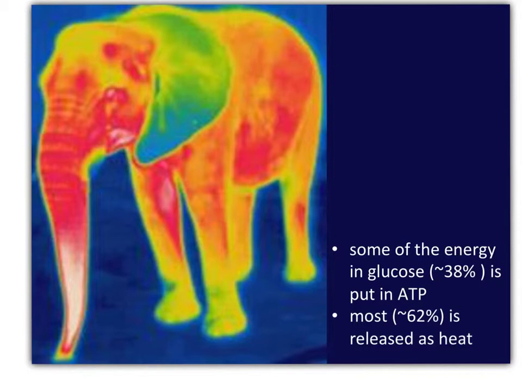It turns out that actually only some of the energy in glucose, only 38% of the energy, is put into ATP, which is kind of crazy. Most of it gets released as heat. So here's just a picture of an elephant, and you can see how much heat the elephant is giving off. That is from respiration. If you feel your own body, the energy you feel, that heat energy, is just being given off from fuel. But heat is not useful energy. Your body cannot use heat. So this 38% that gets stored in ATP, that's the useful energy that your cells can get from glucose.